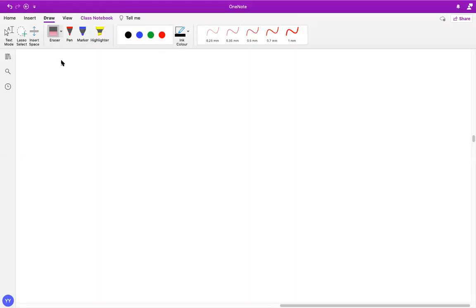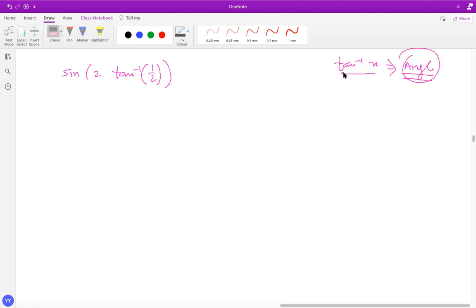Now, problem solving on sine inverse, cos inverse, or tan inverse involves questions where you have to evaluate, let's say, sine of 2 tan inverse of half. You have to find this value without any usage of a calculator. What is really important is that tan inverse of anything is an angle. It's always an angle, so remember that it is not a ratio, it's an angle.